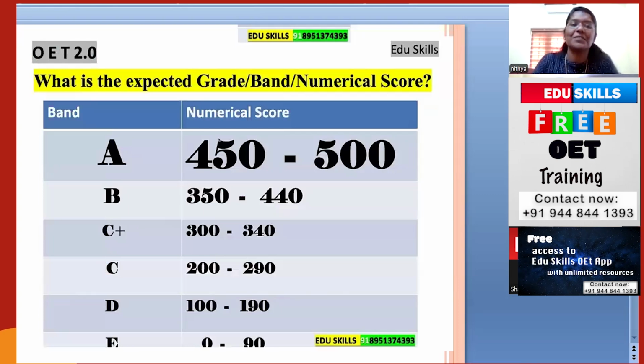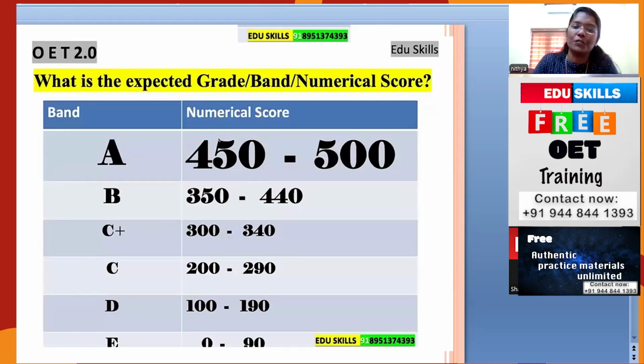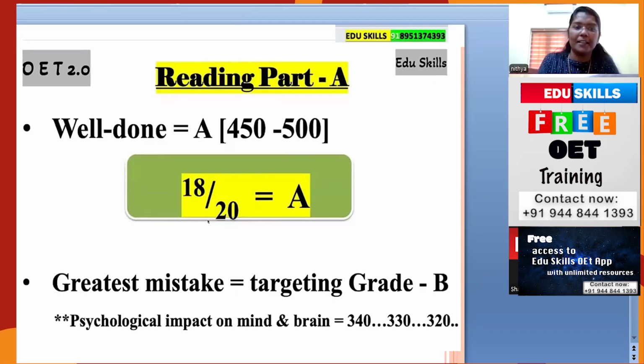Then what is our target? Our target is A grade, that means 450 to 500. In our EduSkill, Father encouraged us to target A. That is our expected grade according to our Father's strategy. For reading part A, our aim is 450 to 500. We have to achieve a minimum of 18 questions out of the 20 within 15 minutes. Only then will we get the target A.